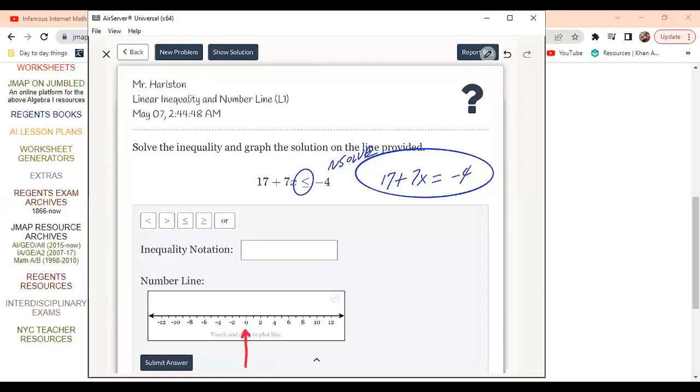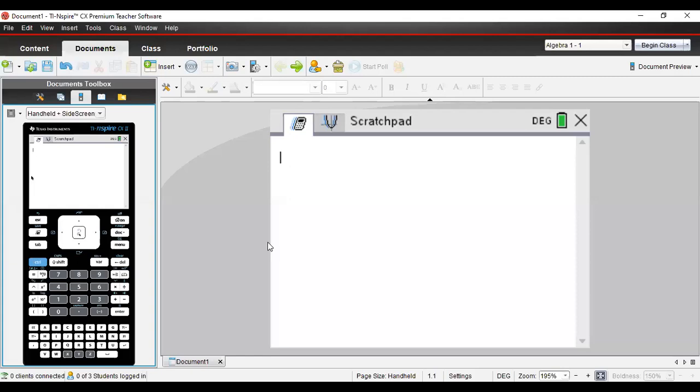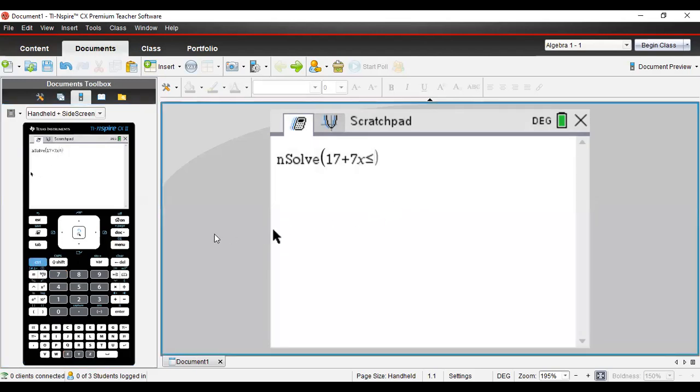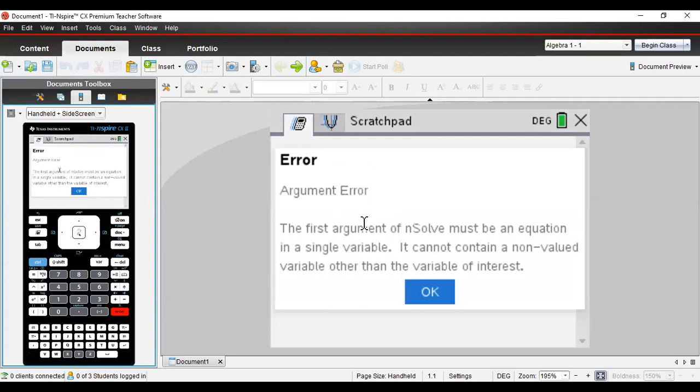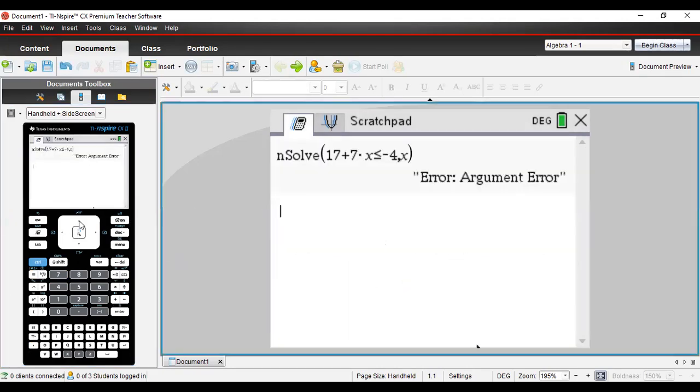So let's grab my calculator and let's get going. Okay, so right here we have my calculator. I'm going to do menu 31. Now I'm going to show you what happens if you don't change the inequality. 7x is less than or equal to -4, comma x. Oops, delete, comma x. And then you press enter. You get this argument error, which means you must have an equation. We don't have an equation, so that's why we got that error.